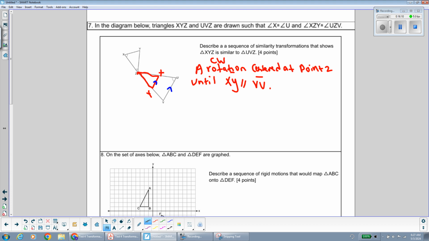Now I need a dilation. Dilations also need a center. So the center is once again going to be Z because we just want it to get bigger, but we want this point to stay put, right? It's already in the right spot. So if that's our center of dilation, it's going to remain unchanged. Everything else is going to get bigger, but the center is going to remain unchanged. So dilation, centered at point C, and I also need a scale factor.